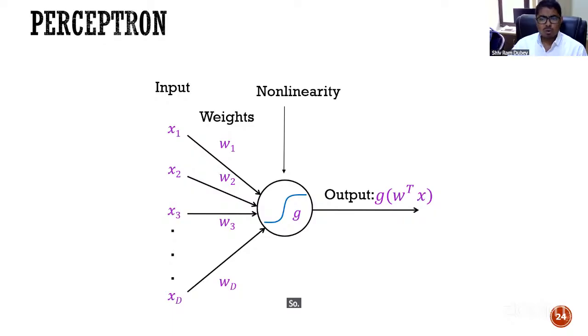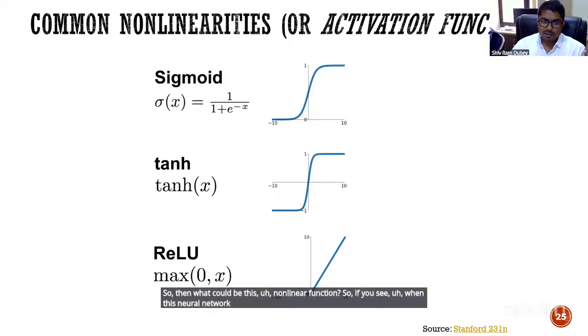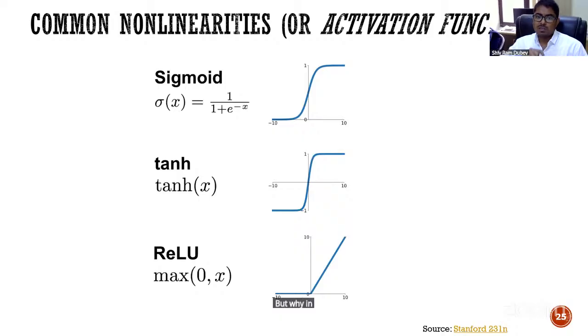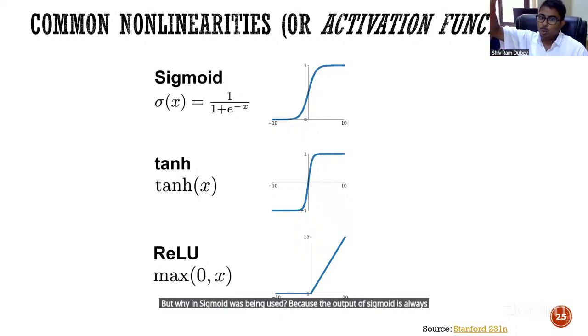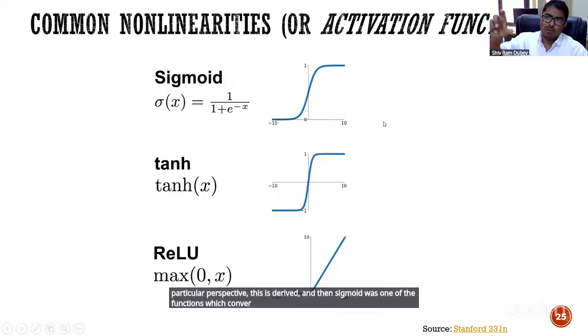So what could this non-linear function be? When neural networks started long back, sigmoid was one of the default non-linear functions people used, though it has some drawbacks. But why was sigmoid used? Because the output of sigmoid is always between 0 and 1. It was inspired by the biological neuron concept, because in a biological neuron, a particular neuron performs some task and then fires a signal, and it fires with a strength between 0 and 1. From that perspective, this is derived. Sigmoid was one of the functions which converts any input to between 0 and 1.